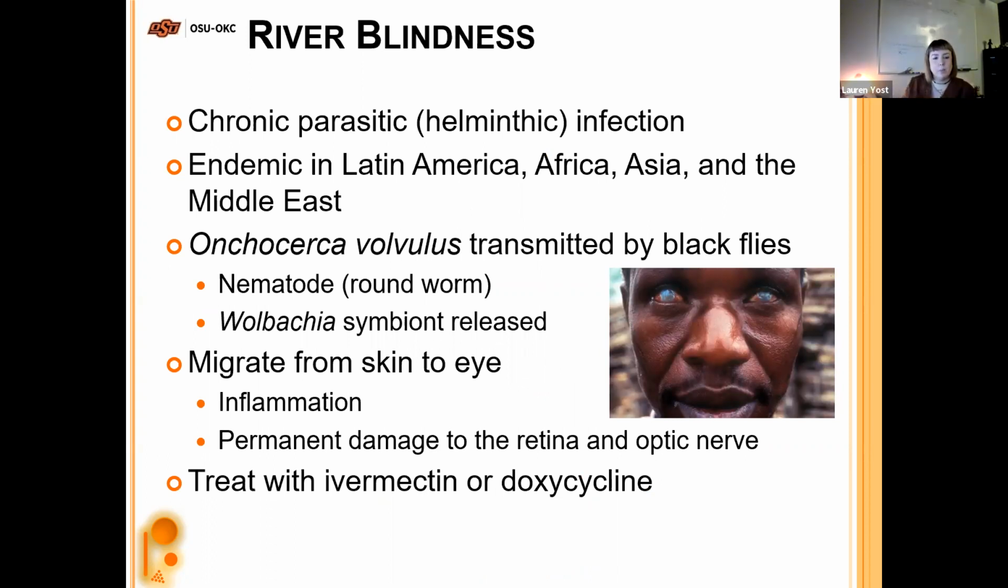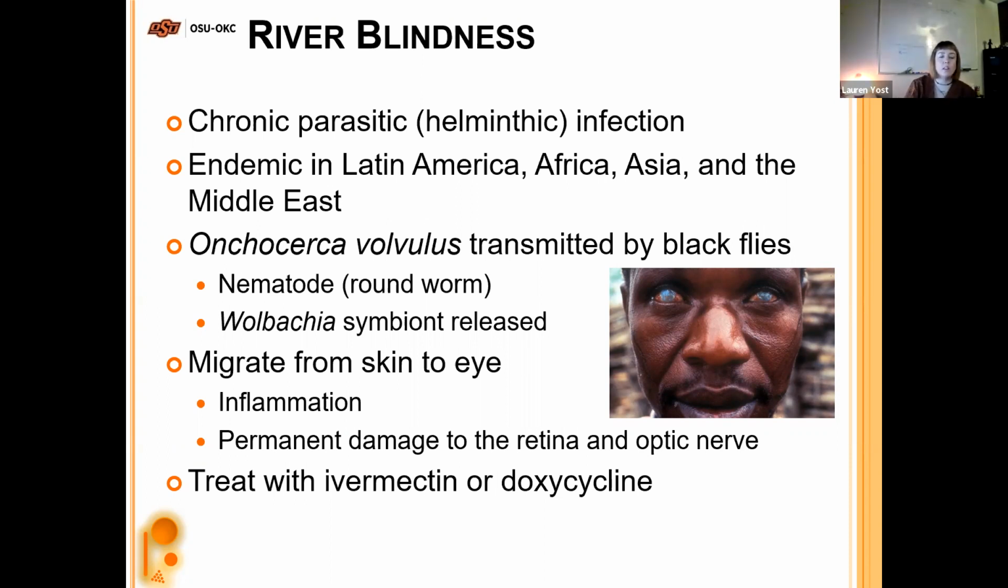So river blindness. River blindness is the last disease that we're going to be getting into for the eye. It's a chronic parasitic infection caused by helminths, which are worms, large eukaryotes. Not large eukaryotes, I'm a large eukaryote, but you get the idea. On the microbe scale of things, these are the large guys. So this is worms in your eye. That's river blindness. It's endemic, found regularly in Latin America, Africa, Asia, and the Middle East.